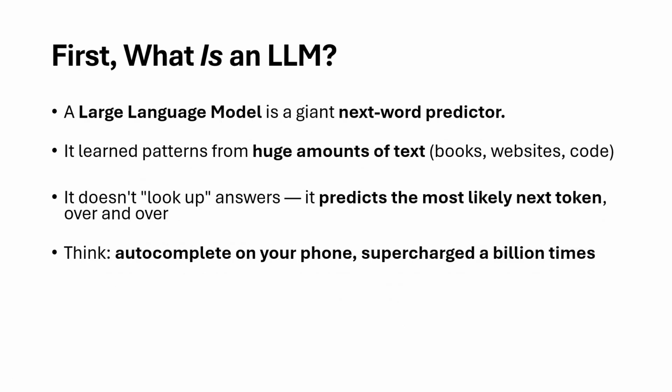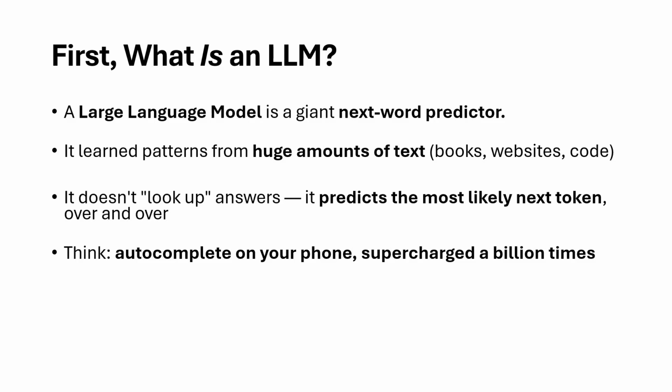So let's start with the very first thing: what is an LLM? An LLM, a large language model, is a giant next word predictor. Basically, it works on a prediction mechanism. We'll understand how it works. It learned patterns from a huge amount of data or text, like books, websites, code. It doesn't look up answers the way Google and other search engines work. It predicts the most likely next token over and over.